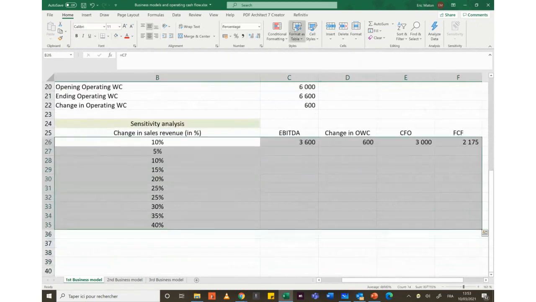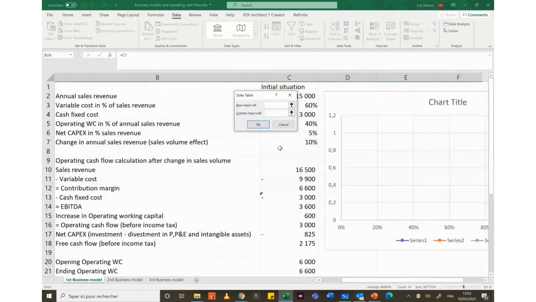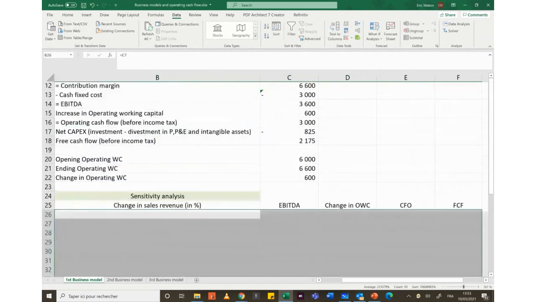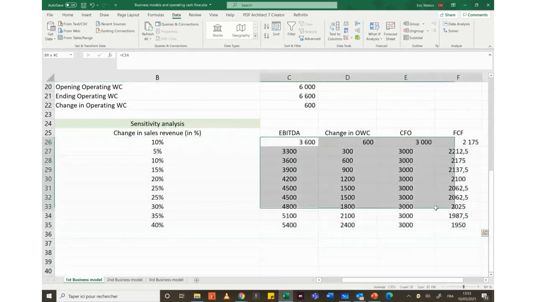And now I create again with a data table. In the row, I have the data about the 10%. Okay, I eliminate the chart. I have to create the chart. So it's strange. No, I have again the problem.